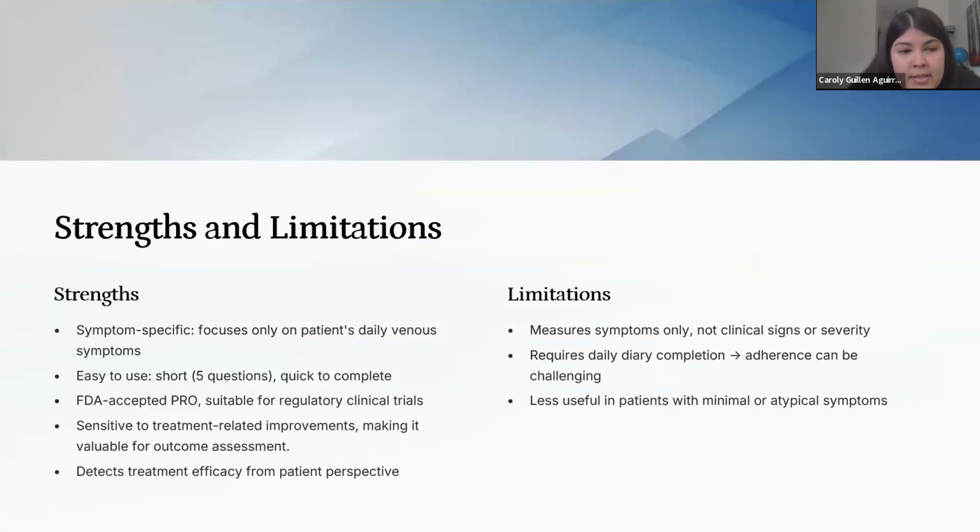The strength of this score is that it's symptom specific, focusing only on patients' daily venous symptoms. It's easy to use, with 5 short questions, quick to complete, is FDA accepted, and is sensitive to treatment-related improvements, making it available for outcome assessment. It detects treatment efficacy from the patient's perspective. The limitations are that it measures symptoms only, not clinical signs or severity. It requires daily diary completion, and adherence can be challenging, and it is less useful in patients with minimal or atypical symptoms.